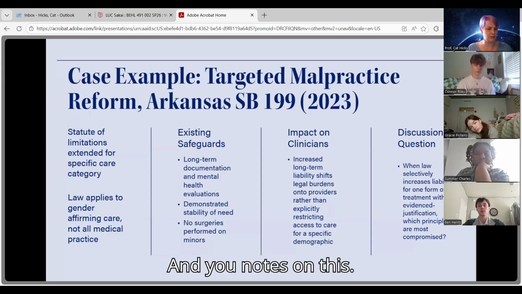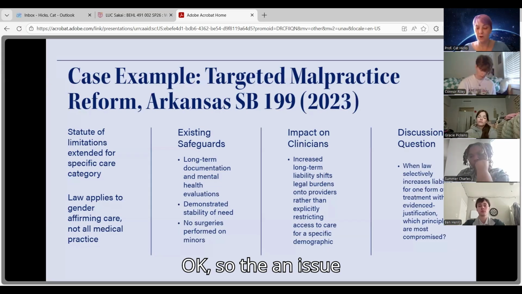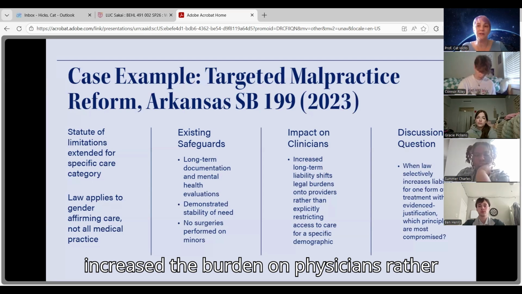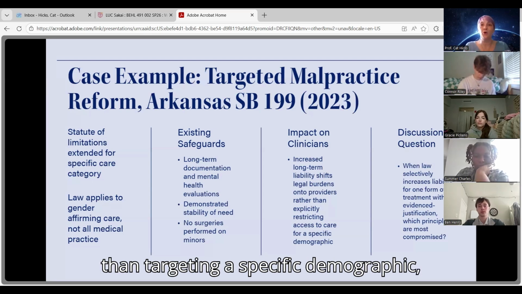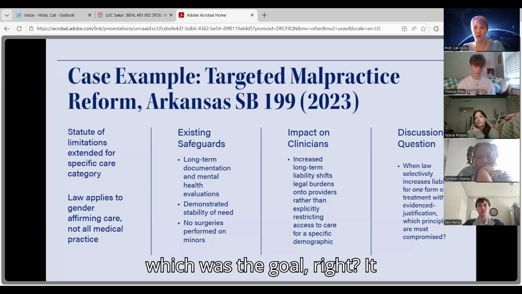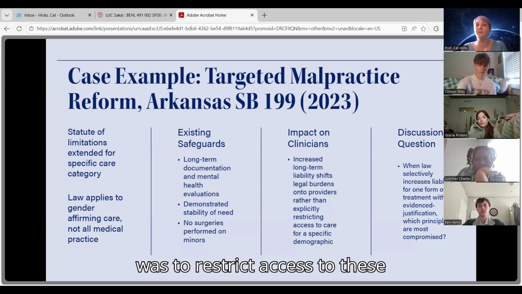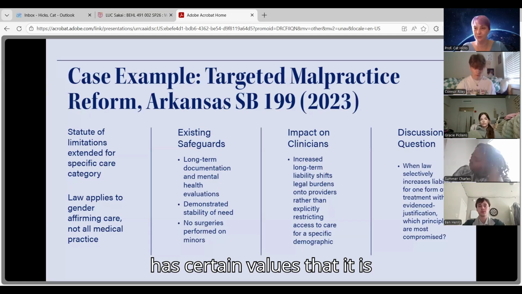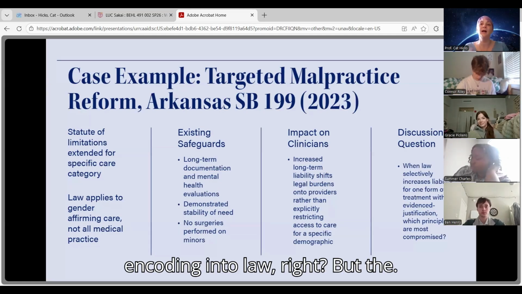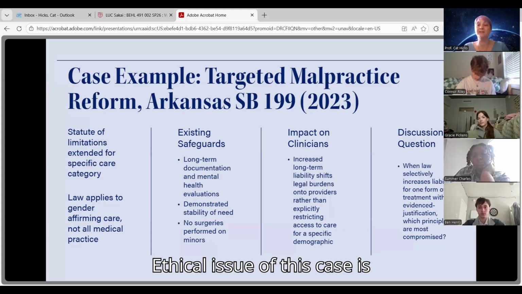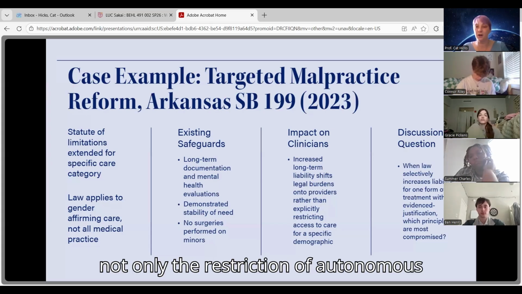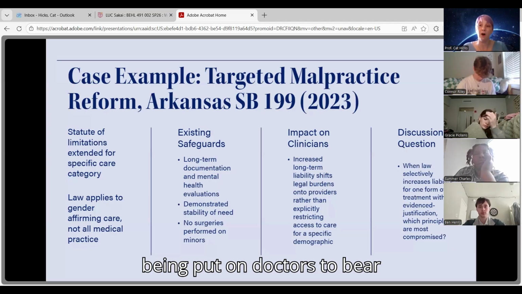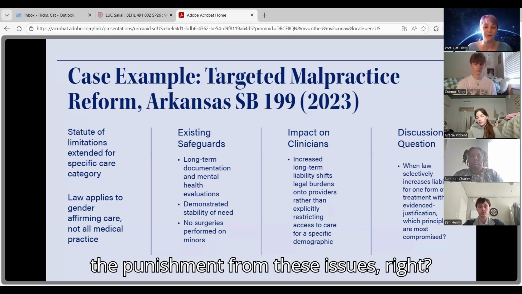And what are my notes on this? Okay, so an issue here is that this increased the burden on physicians rather than targeting a specific demographic, which was the goal, right? It was to restrict access to these types of treatment because our government has certain values that it is encoding into law, right? But the ethical issue of this case is not only the restriction of autonomous decision-making for patients, it's also the fact that the burden is being put on doctors to bear the punishment from these issues, right?